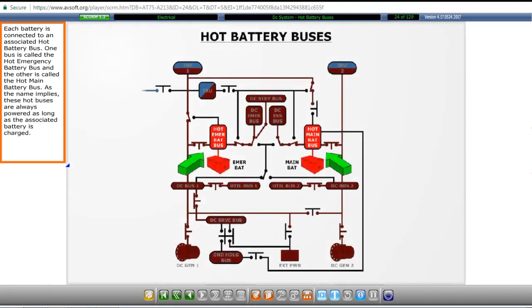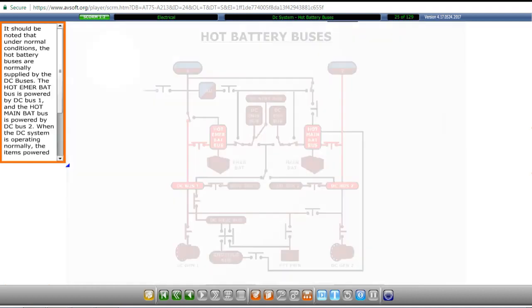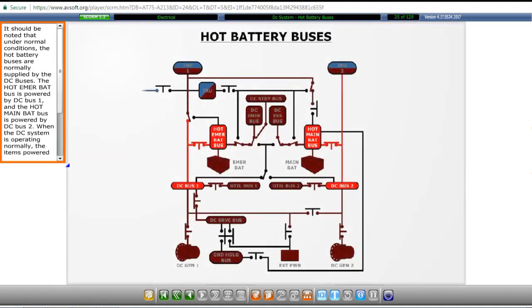Each battery is connected to an associated hot battery bus. One bus is called the hot emergency battery bus, and the other is called the hot main battery bus. As the name implies, these hot buses are always powered as long as the associated battery is charged. It should be noted that under normal conditions, the hot battery buses are normally supplied by the DC buses.